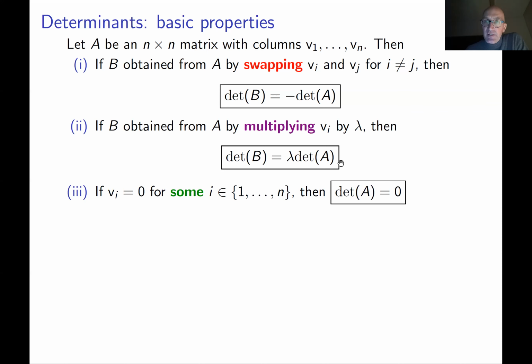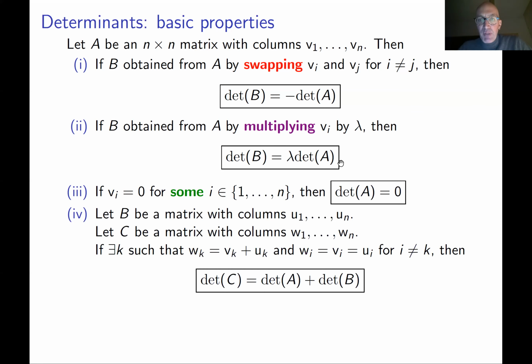This is basically what I just said. The fourth property looks a little bit bulky, but it's actually very important. So let me explain what this means. We have our matrix A with columns V1, ..., Vn. Then we take another matrix B with columns U1, ..., Un. And then suppose you have a third matrix C with columns W1, ..., Wn. You have matrices A, B, and C, all n times n, of course.